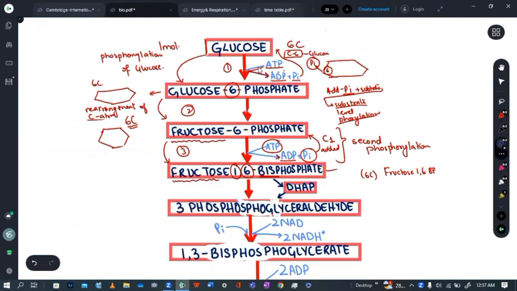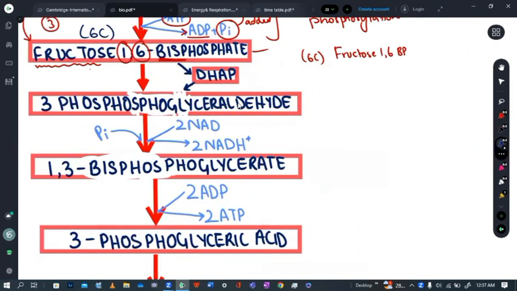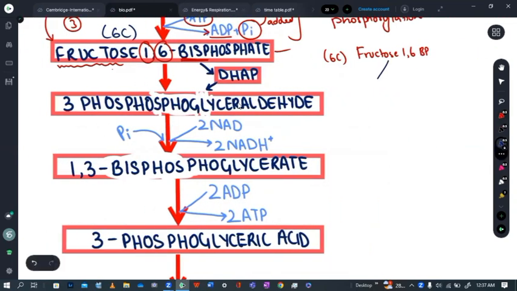First we had glucose, which is a 6 carbon compound. Then we have glucose 6-phosphate, also a 6 carbon containing compound. Then fructose 6-phosphate, also 6 carbon. And then fructose 1,6-bisphosphate, also a 6 carbon containing compound. Then in this step, fructose 1,6-bisphosphate gets broken down into 2 compounds, each containing 3 carbon atoms.